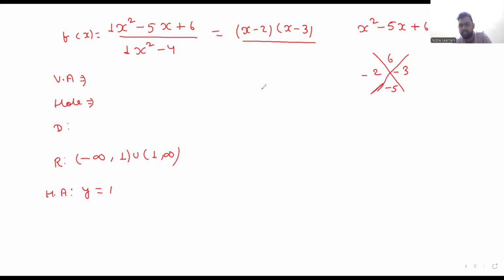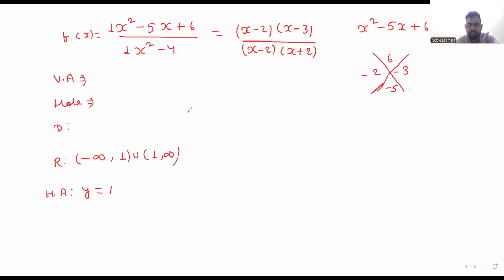What could I write for that? This is x squared minus 4. So how could I write that? x minus 2 and x plus 2. Correct. Okay, now what could I do, can we cancel out something?